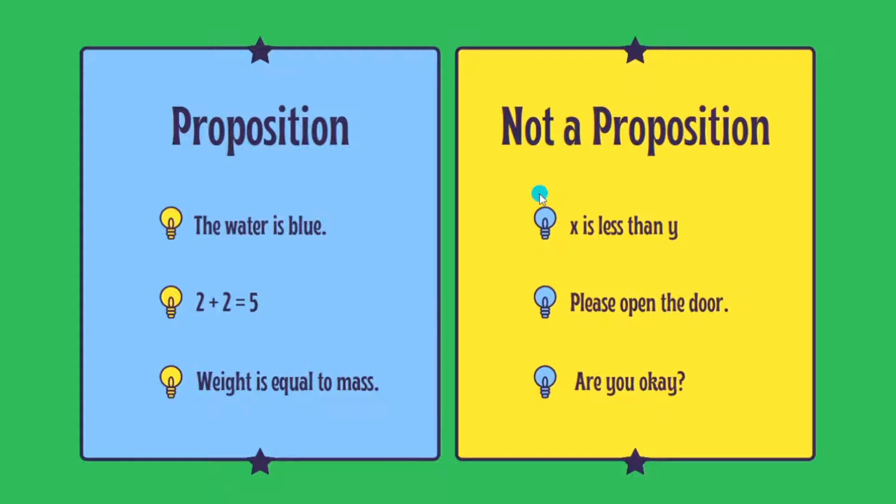Next, let us read and analyze the examples from the Not a Proposition column. For the first example, x is less than y. Please open the door. Are you okay? The first example is not a proposition since the statement cannot be clearly assigned a logical value of either true or false. We cannot prove from the statement x is less than y if it is true or false since there are no given values.